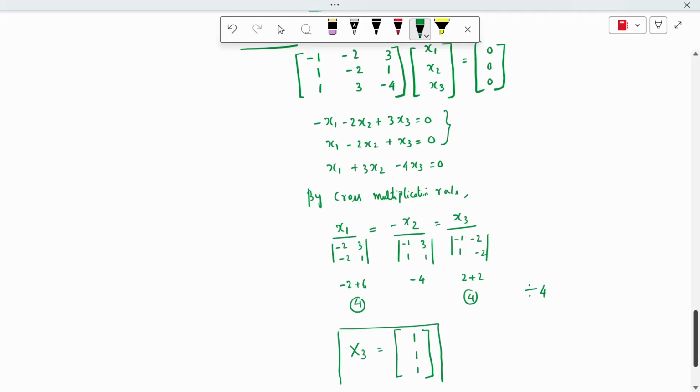Okay, like this way only you have to calculate it. All the three eigenvectors and eigenvalues we have calculated. The next topic will be type 2, in the next video.